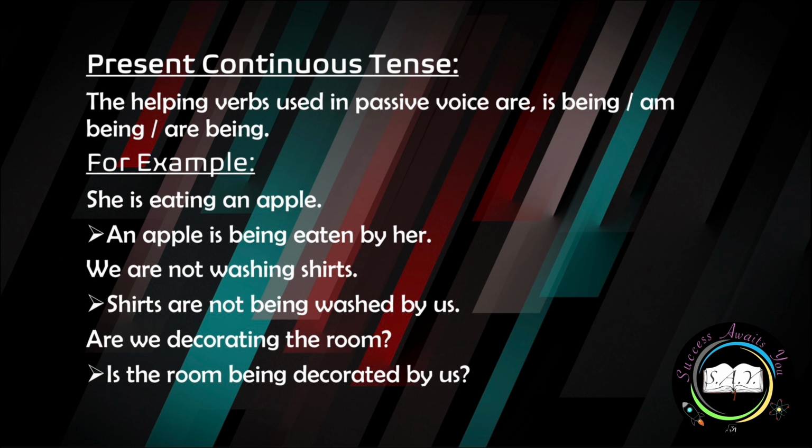Next is present continuous tense. The way to identify is the use of helping verbs is, am, and are, and the ing form of verb. When making passive voice of these, we will use the same helping verbs. The only difference is that we will add being with all 3 of them. As you can see here in the examples, she is eating an apple. In passive will convert to, an apple is being eaten by her.